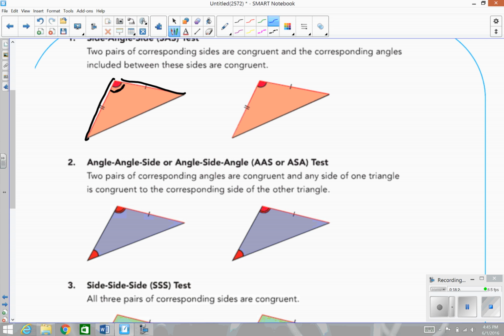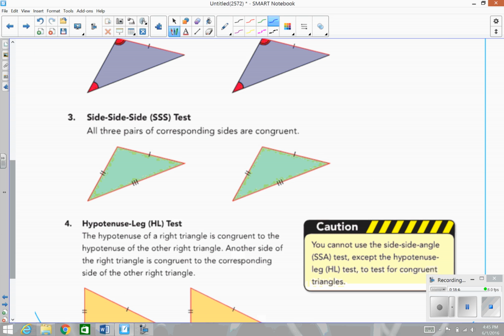So what we have here says two pairs of corresponding angles are congruent and any side of one triangle is congruent to the corresponding side of the other triangle. Okay, so that's angle, angle, side, or angle, side, angle. Next one is side, side, side. And this you saw before, you just didn't know that it had that name earlier in the packet, where all three pairs of corresponding sides are congruent.